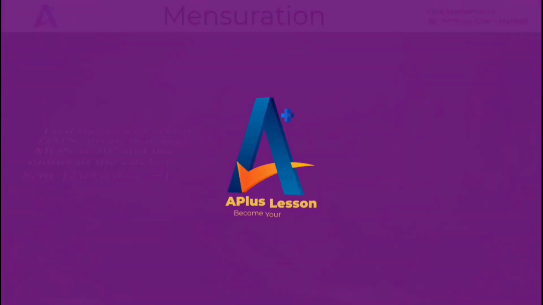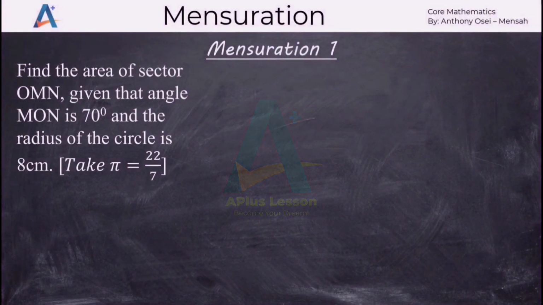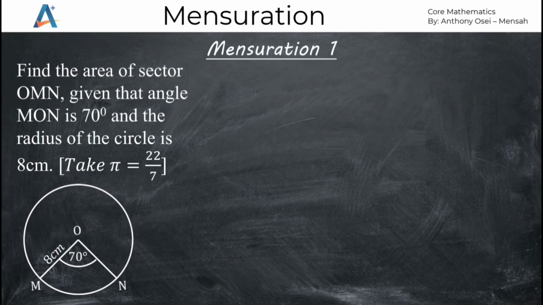Next question reads, find the area of a sector OMN, given that angle MON is 70 degrees and the radius of the circle is 8 centimeters. Now this is the diagram given to you. The angle at the center, which is theta, is 70 degrees. The radius is 8 centimeters. And pi has been given as 22 over 7. Let's get into the solution.